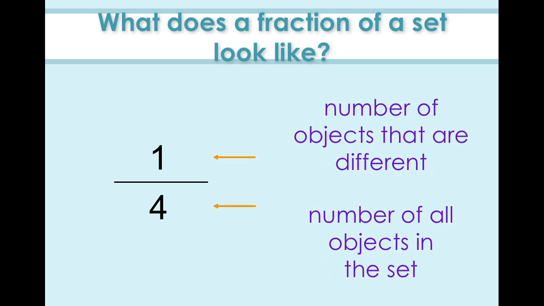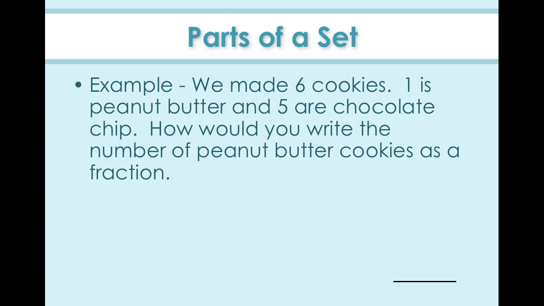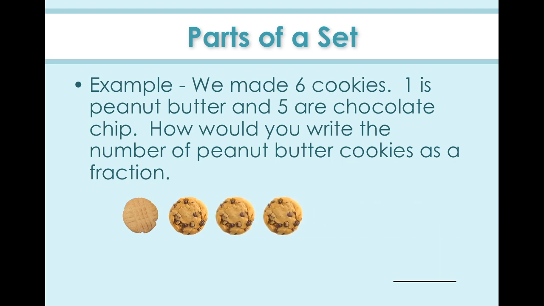Let's see. Let's practice right here. You have an example. We made 6 cookies. Count them. 1, 2, 3, 4, 5, 6. 6 cookies. 1 is a peanut butter cookie and 5 are chocolate chip cookies. How would you write the number of peanut butter cookies as a fraction? You can see that the peanut butter cookie is different from the others. The number 1 will be on the top.